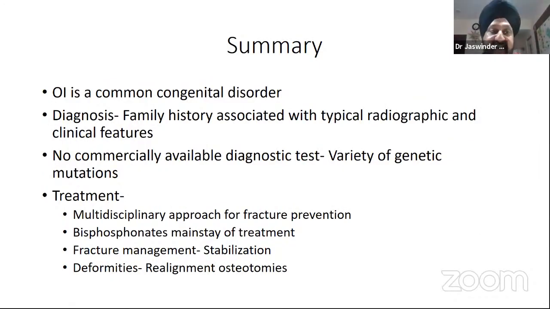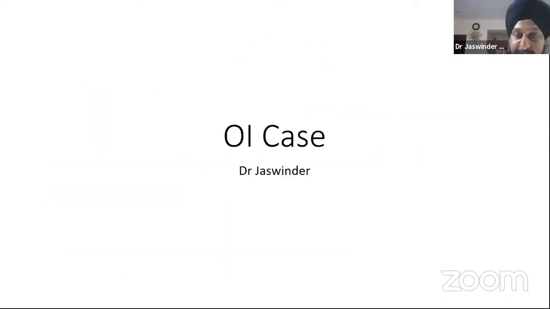Osteogenesis imperfecta is a common congenital disorder. The diagnosis is basically based on the family history associated with the typical clinical and radiographic features. There is no commercially available diagnostic test because of the variety of genetic mutations. In treatment, a multidisciplinary approach is needed for fracture prevention. The mainstay of the medical treatment is bisphosphonate. Fracture management is with stabilization with telescopic or non-telescopic rods, whatever is available. And whenever there are deformities, it might need realignment and osteotomies.